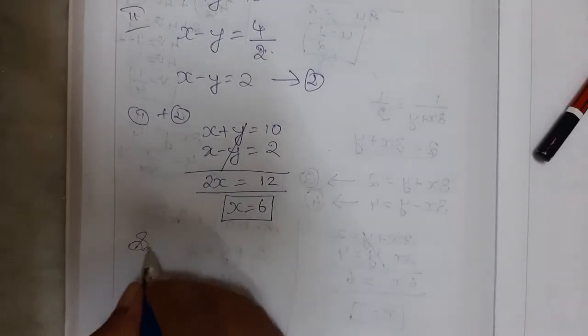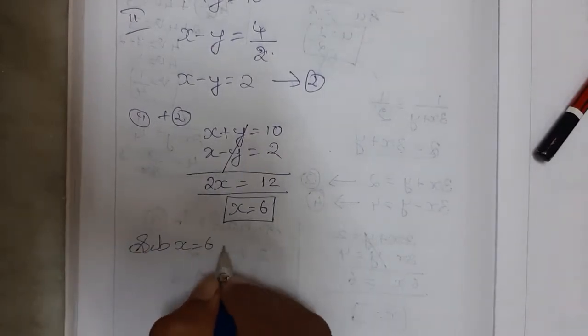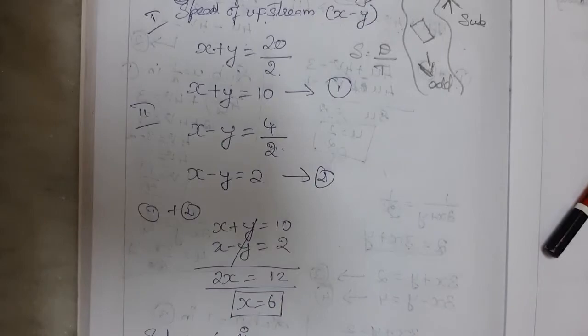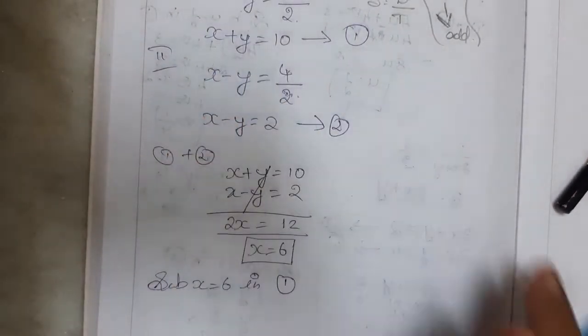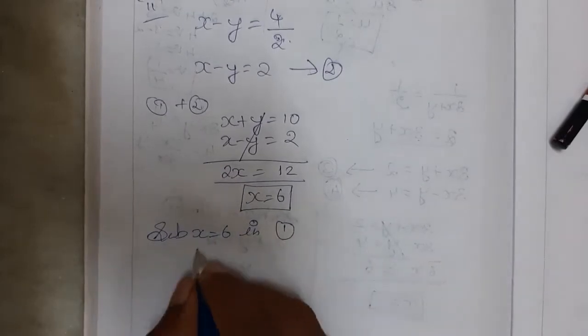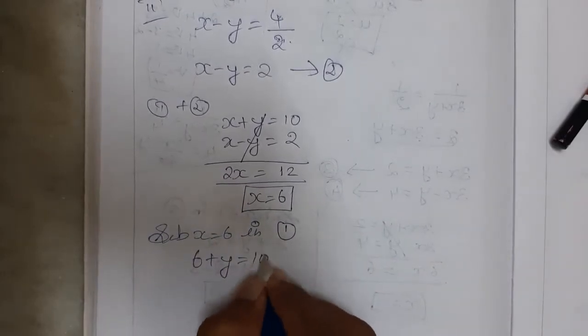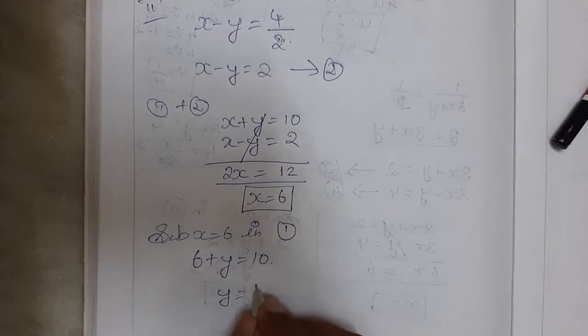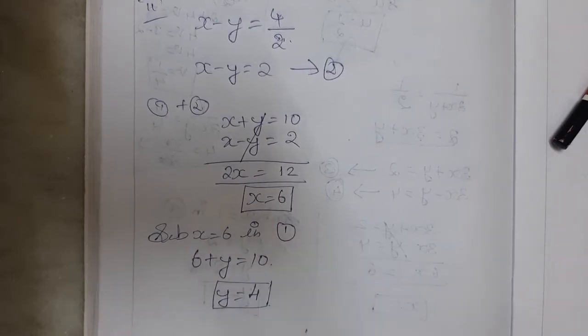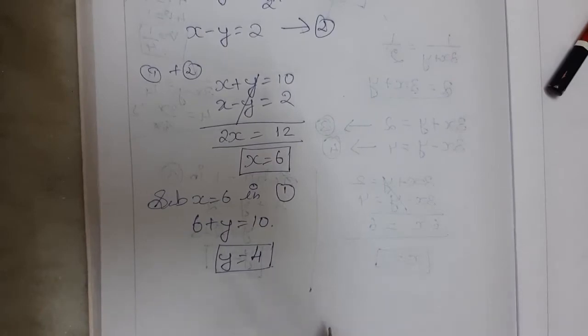Now substitute x is equal to 6 in any of the equations. Let me consider equation 1. 6 plus y is equal to 10. Instead of x I will substitute 6. So 6 plus y is equal to 10. Because bring 6 here it will be minus, so y is equal to 4. So speed of the current is 4 km per hour.